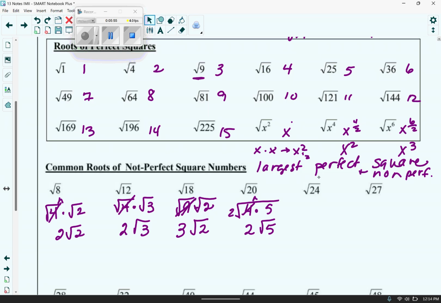24, half of it is 12. Again, I'm right in through here. 9 does not, but 4 does. So I'm going to say 4 times 6. The square root of 4 is 2, so 2 radical 6.